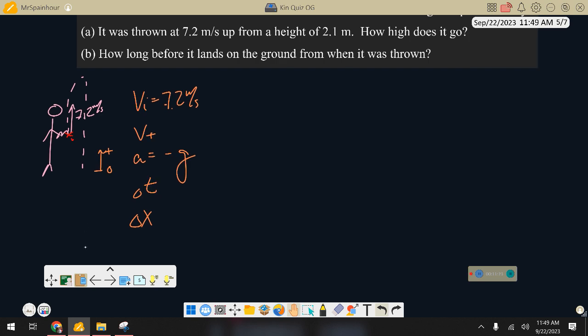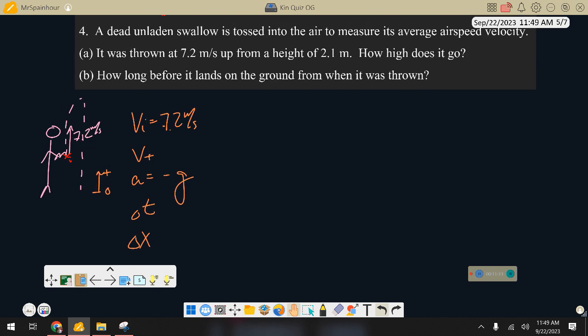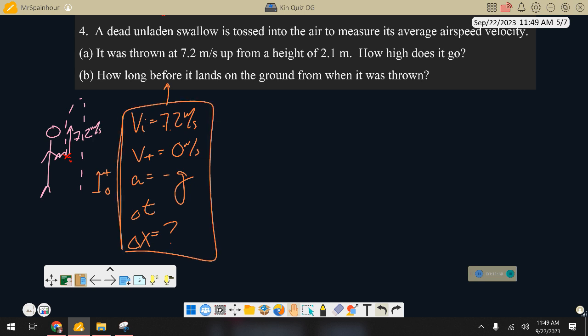All right, so the first question that is asked is how high does it go? This displacement is what we're trying to find. We know that at the top it will be 0 meters per second. These variables are on the way up. So I am looking in this particular set of variables for an initial position, of course, right here, and the final is right there. So I am measuring everything there.